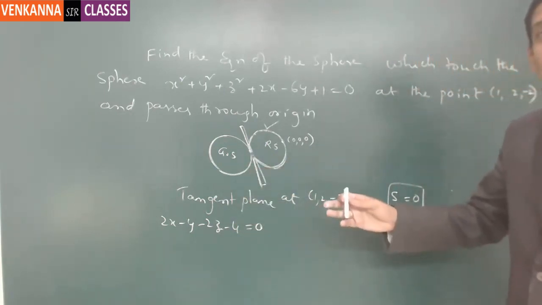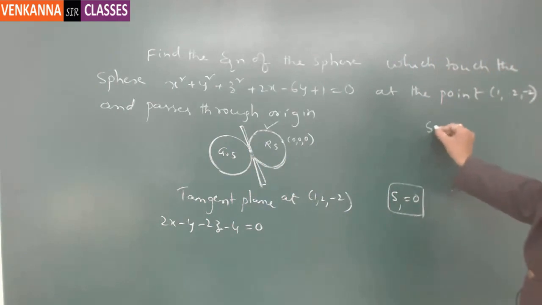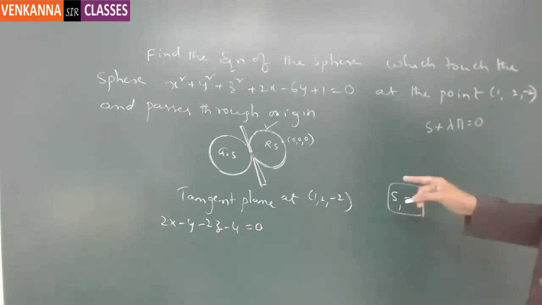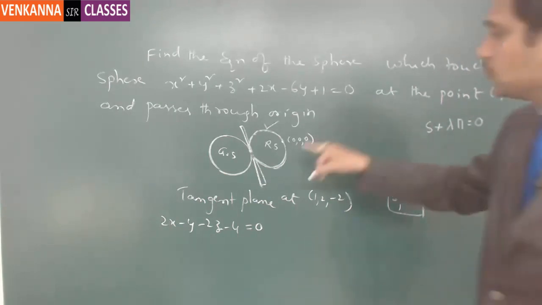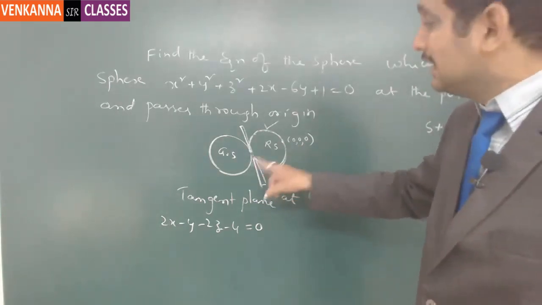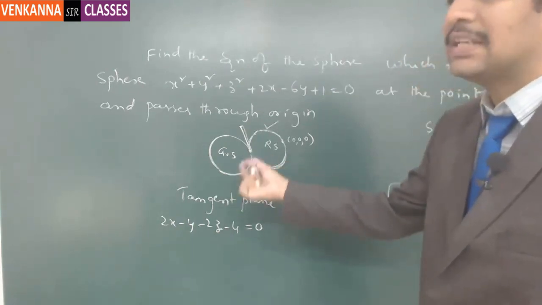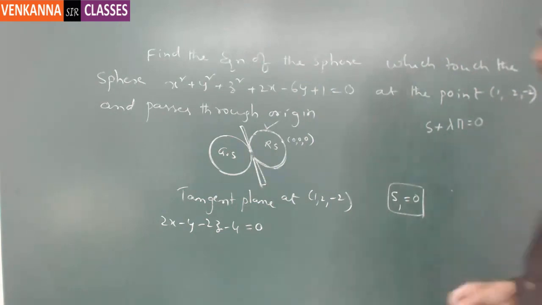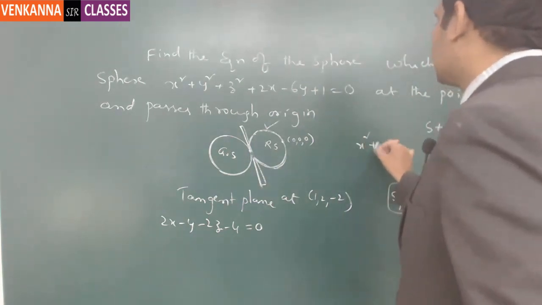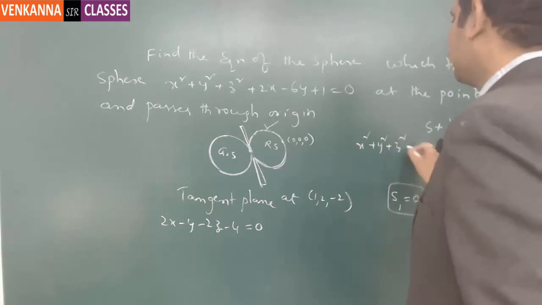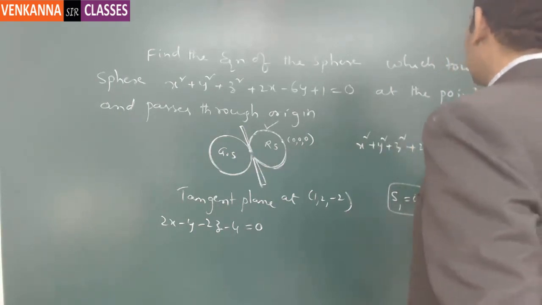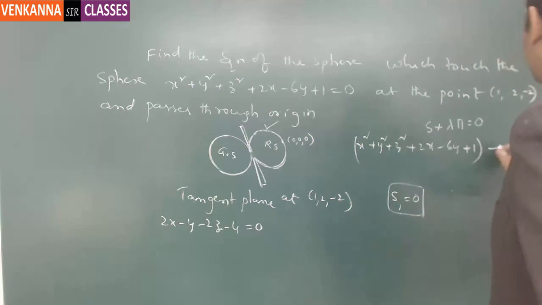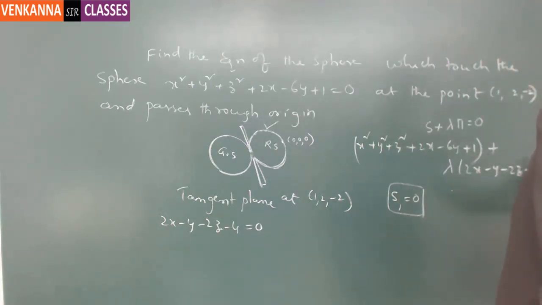So obviously, I can make use of the formula S plus lambda pi is equal to 0. Why am I using this formula? The new sphere is passing through the intersection of these two, which is a point circle. That's why I am using this formula. So substituting the values here, x square plus y square plus z square plus 2x minus 6y plus 1 plus lambda into (2x minus y minus 2z minus 4) equal to 0.